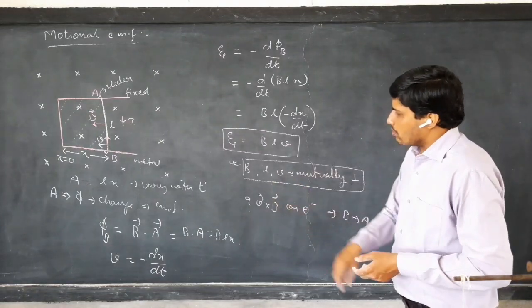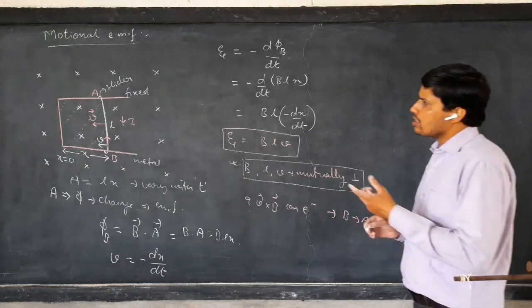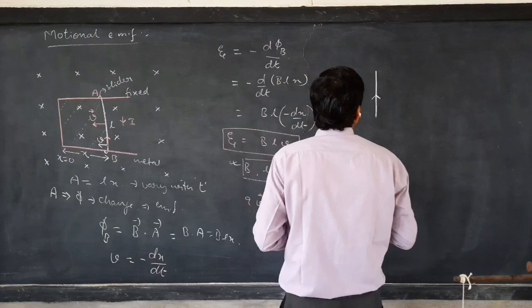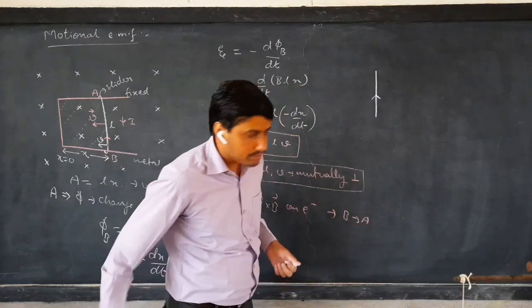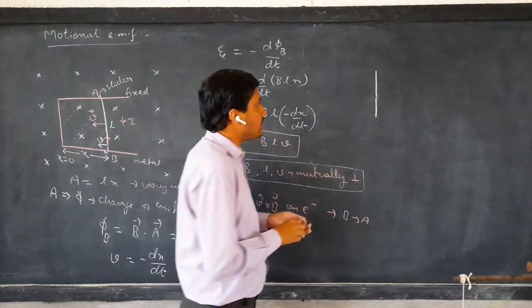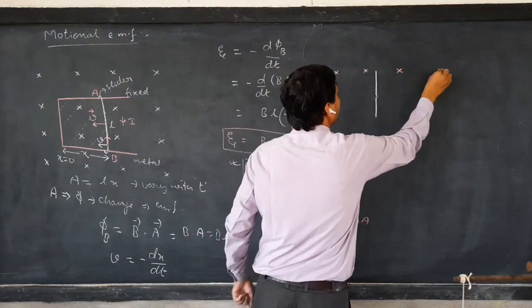Now I'll come to this particular point. I told B, L and V must be perpendicular to each other. Let us consider one situation wherein there is a wire like so. It has some length and there is magnetic field in that region. Say we represent it by cross.